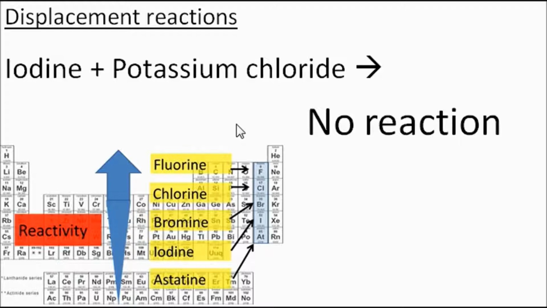Okay, so if they're higher up, they can steal from the other one. If they're lower down, they can't. So fluorine can steal from any of them, and astatine can't steal from any of them. Okay, so that's called a displacement reaction.